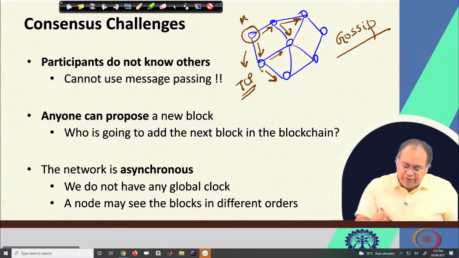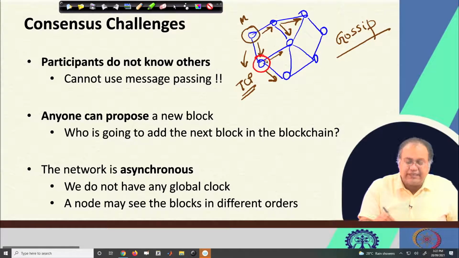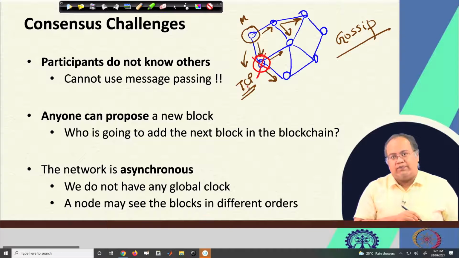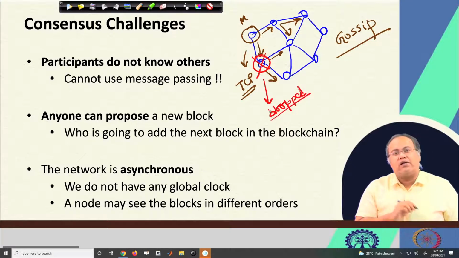Now what if this particular person who is taking the message from me is a faulty person or a faulty node? That means it has a certain software bug because of which the message is getting dropped. Okay. So TCP cannot prevent such kind of message drop.